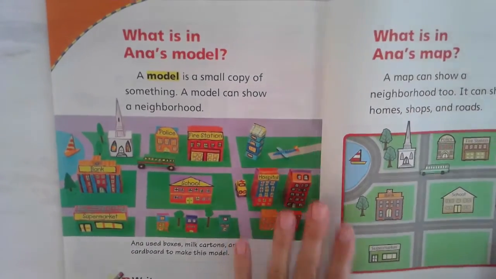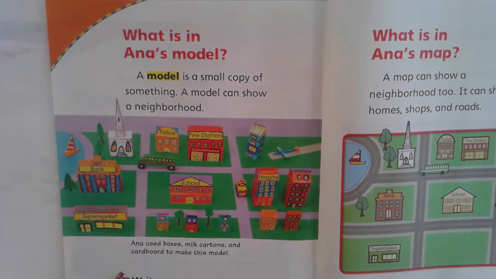What is in Anna's model? Wow, look at the model of the neighborhood she made. A model is a small copy of something. A model can show a neighborhood. Now, boys and girls, there are lots of models of all sorts of things. Model cars, model planes, model spaceships. But this is a model neighborhood. It's a small copy of a bigger thing.